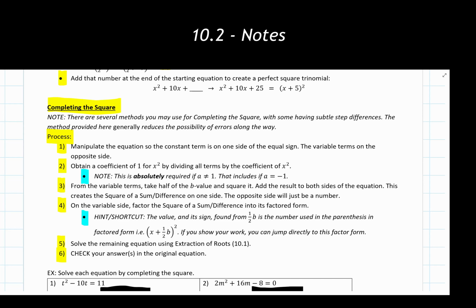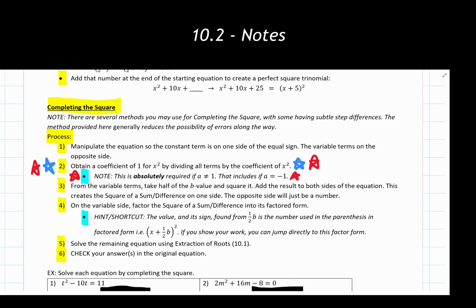The next thing that we need to do in our process, and this might be the most important step of it all, specifically for this method, is that we need to obtain a coefficient of 1 for x squared. So if we're thinking of our standard form ax squared plus bx plus c, that a value absolutely must be 1. It's a big note here with this. If you're writing these out, I would star these and put a lot of reminders around this for yourself.